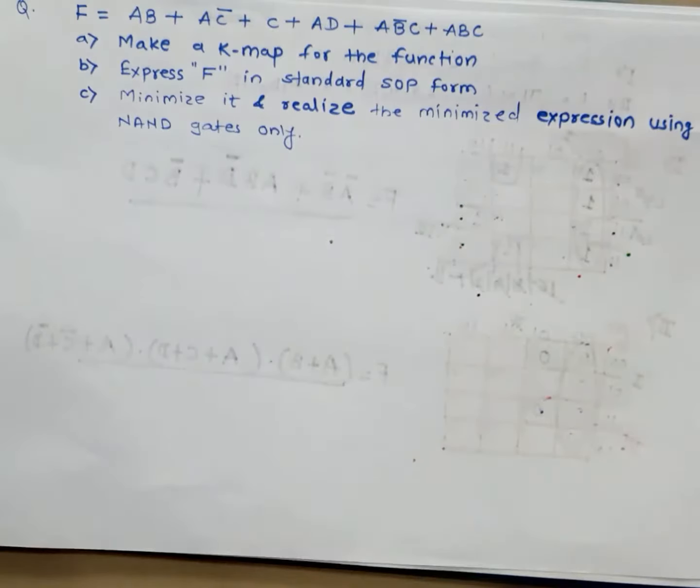Now in this example, one function is given in a variable form, not directly the min terms or the max terms. A variable form is given, and we need to make a K-map for this function. Express the function in a standard SOP form. The third part is to minimize that standard SOP form and realize the minimized expression using NAND gates only.